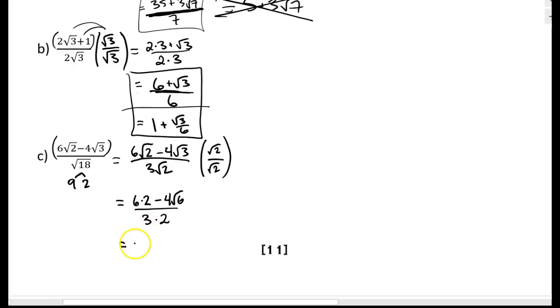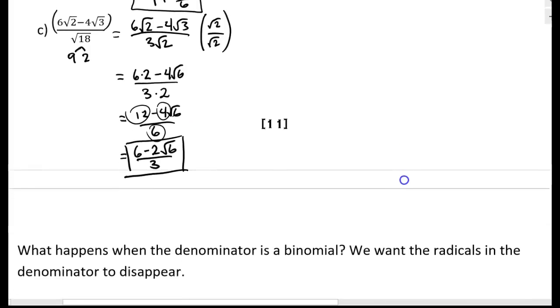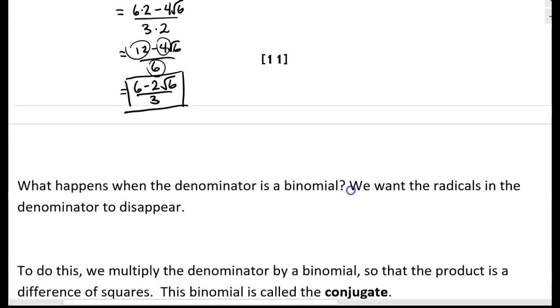Now, as I continue to work through this, I've got 12 minus 4 root 6 over 6. In this particular case, we actually do run into a scenario where we can simplify this because all three pieces, 12, 4, and 6, all have a common factor. And so my final answer here can actually be 6 minus 2 root 6 over 3. I can take 2 out of all 3 terms. So that's what simplifying can look like, bringing it down into your lowest form.